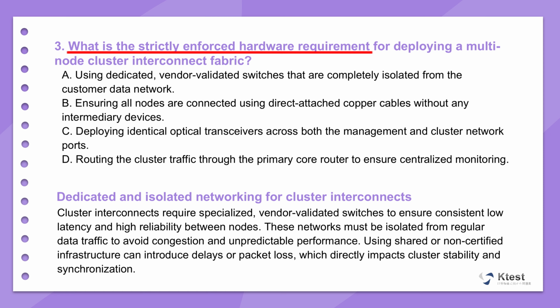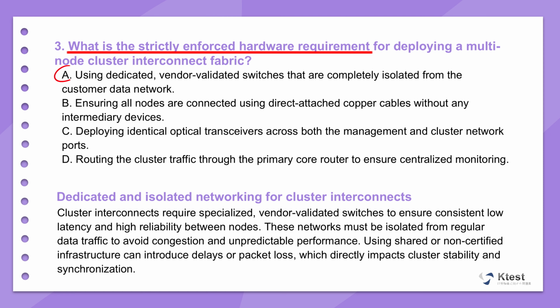Any immediate thoughts? Yeah, I can instantly eliminate D. Routing cluster traffic, which needs to be lightning fast, through a primary core router is a recipe for disaster. A router introduces multiple hops, complex routing tables, and huge latency. You want cluster nodes talking directly, right? Completely correct. Cluster interconnects must be flat, layer 2 networks. To guarantee the high availability, you must use dedicated vendor-validated switches that are physically or logically isolated from regular customer traffic.